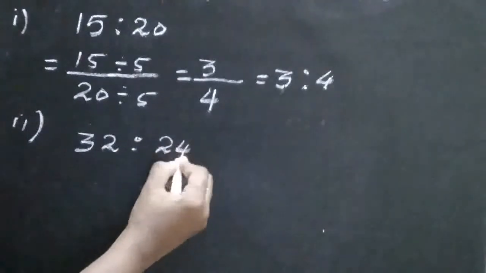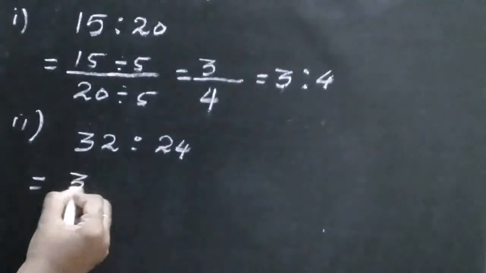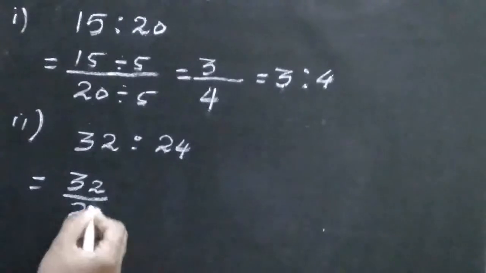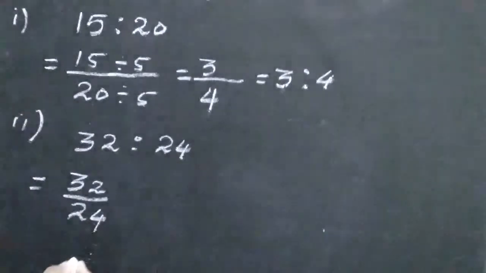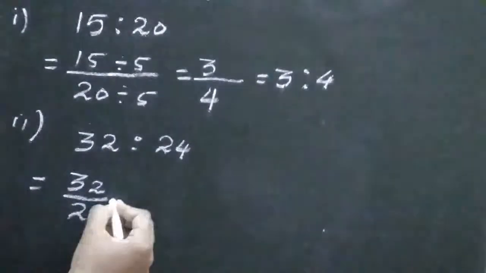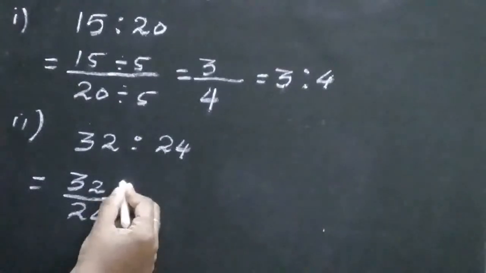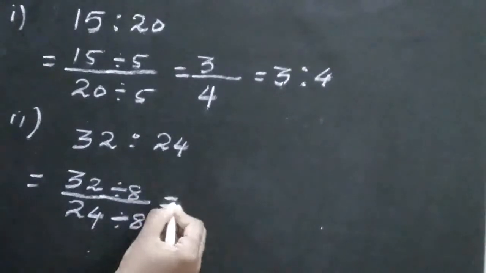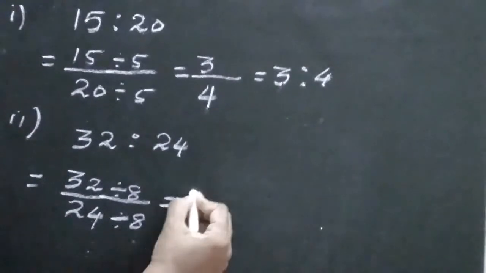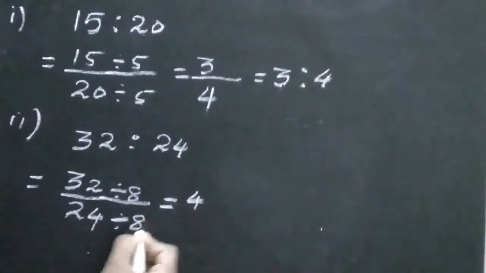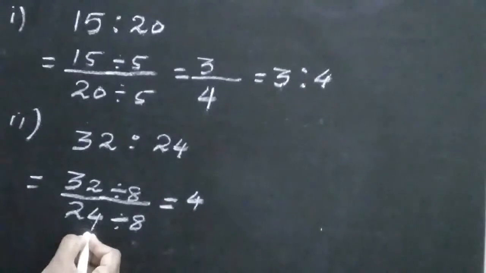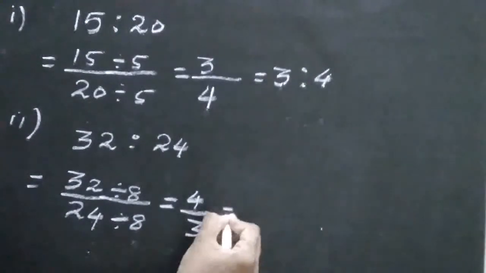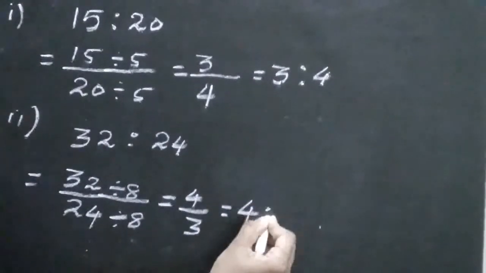32:24 is equal to 32 divided by 24. So 32 and 24, 8 table common, so divided by 8, divided by 8. So 8 table, 8 fours are 32, 8 table 24, 8 threes are 24. So the ratio format is 4:3.